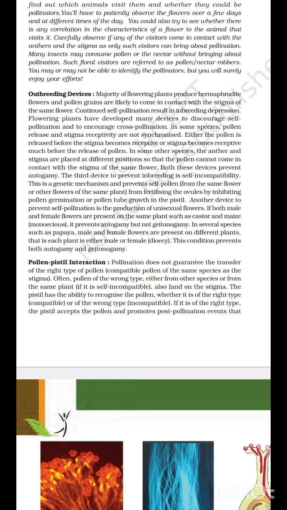Another device to prevent self pollination is the production of unisexual flowers. If both female and male flowers are present in the same plant, such as castor and maize, it prevents autogamy but not geitonogamy. In several species such as papaya, male and female flowers are present on different plants, so that each plant is either male or female, which is dioecious. This condition prevents autogamy and geitonogamy and only helps in xenogamy or cross pollination. So these are various contrivances or adaptations to do the cross pollination.